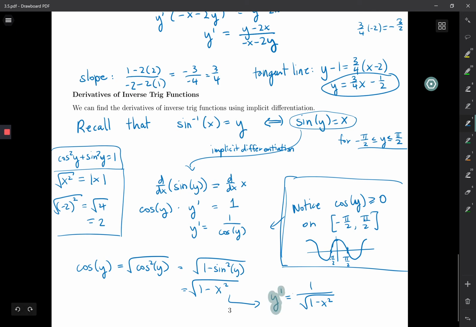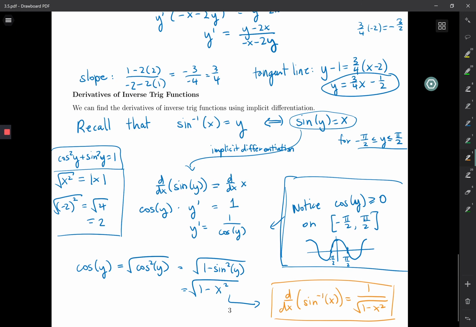So I'm actually going to rewrite this. Okay, so in conclusion, the derivative of inverse sine of x is equal to 1 over the square root of 1 minus x squared. Okay? And then the derivatives of the other inverse trig functions will go similarly, and you may see some of that in the in-class work. But don't forget to complete the comprehension check question.